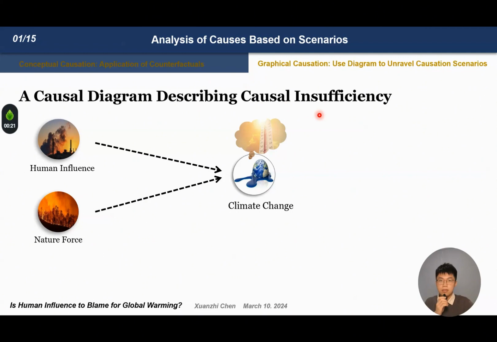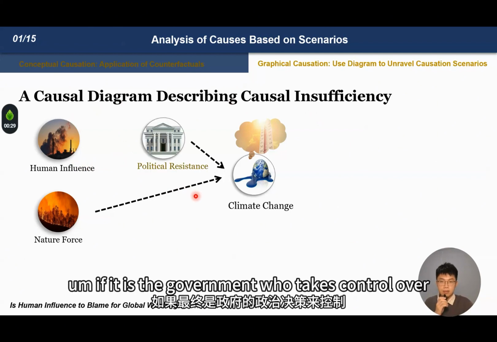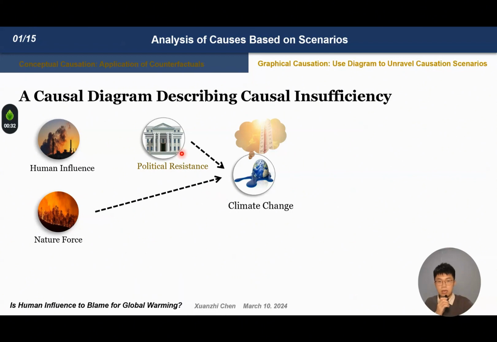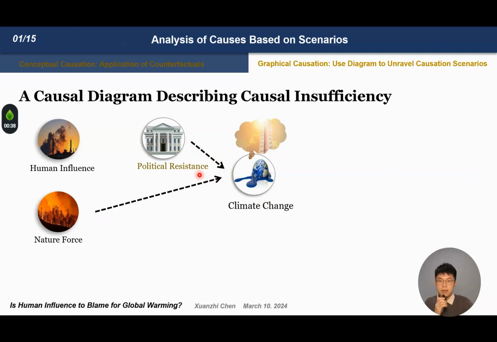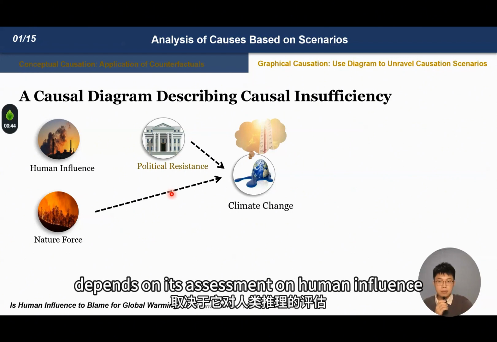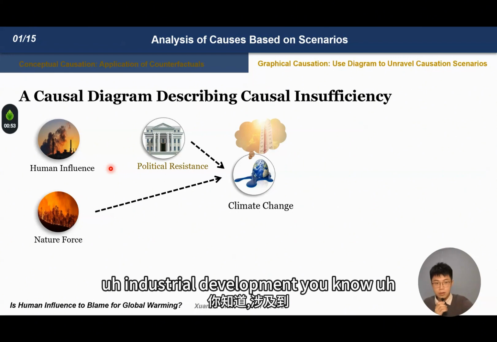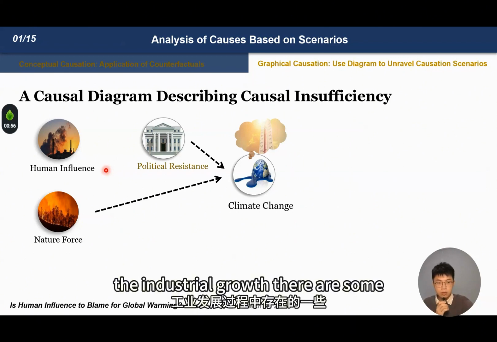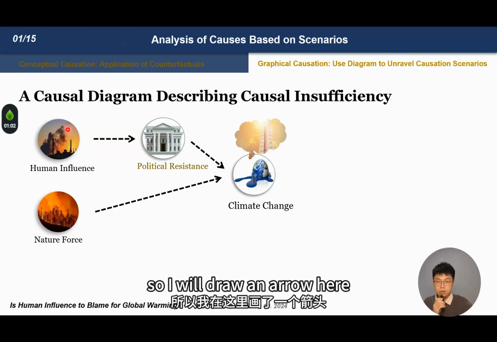I mean, we're in a more specific scenario, not a general one. So more details should be added into the causal link. Let's say it is the government who takes control over how to deal with issues about climate change. So here I draw the arrow, and I also assume that the government's function depends on its assessment on human influence. For example, by assessing the performance of industrial development, with the industrial growth, there are some problematic issues such as greenhouse gas emission. So I will draw it out here.